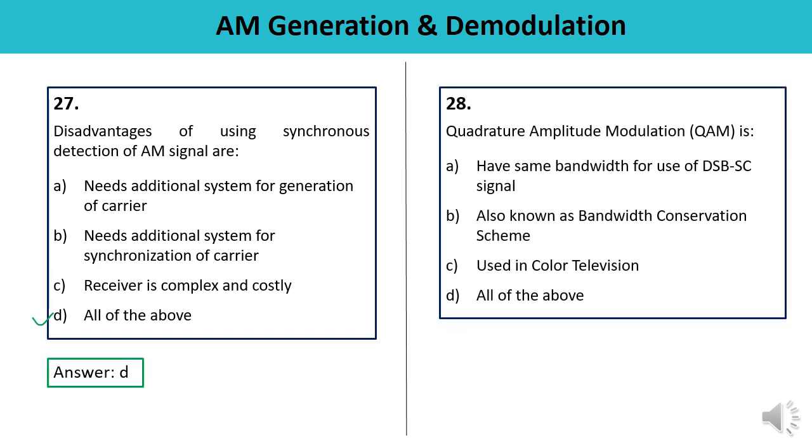Question number 28. Quadrature amplitude modulation, QAM, is. They have same bandwidth for the use of DSBSC signal. Yes. It is also known as bandwidth conservation scheme. Correct. QAM is used in color television. Correct. It means here also answer is D. All of the above.